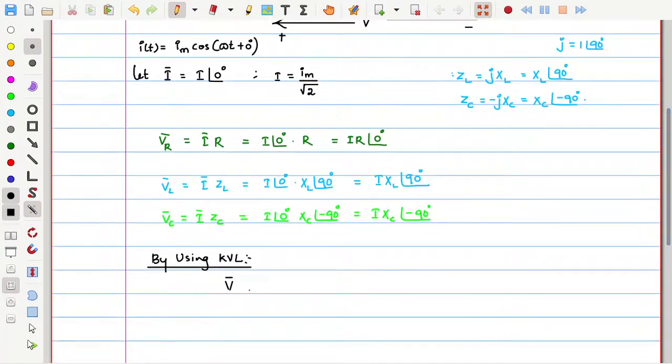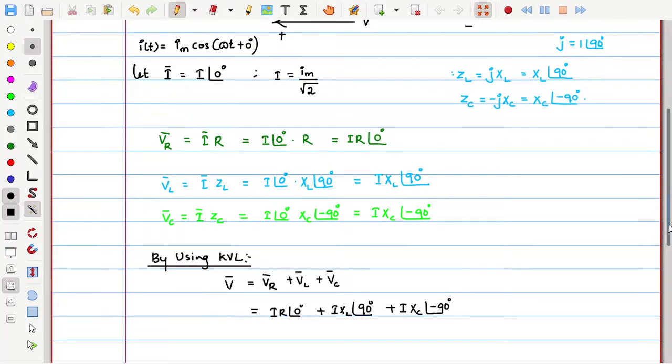So, now I can write V is equal to VR bar plus VL bar plus VC bar. See that this is phasor addition. It is not simply VR magnitude, VL magnitude, VC magnitude. It is phasor addition that you should carefully observe. Everything we are writing in phasor form. So, how much is VR? It is IR at an angle of 0, plus IXL at an angle of 90, plus IXC at an angle of minus 90.